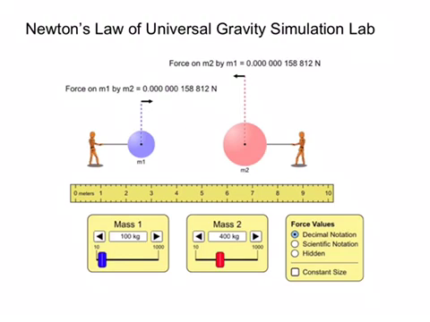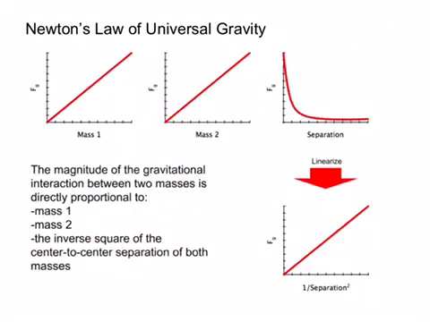From our universal gravity simulation on PhET, we were able to look at how the mass of two objects and their center-to-center separation affects the magnitude of the gravitational interaction between them. After collecting data, we were able to see that the magnitude of the gravitational interaction between the two masses is directly proportional to the mass of mass 1, mass 2, and the inverse square of the center-to-center separation of each mass.